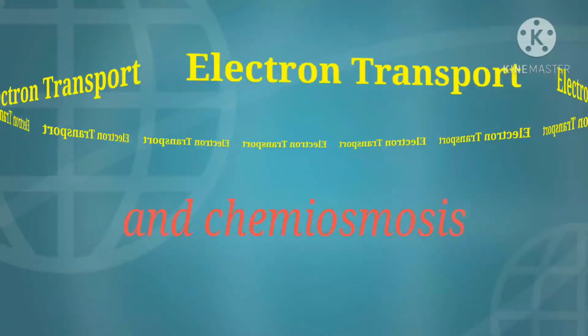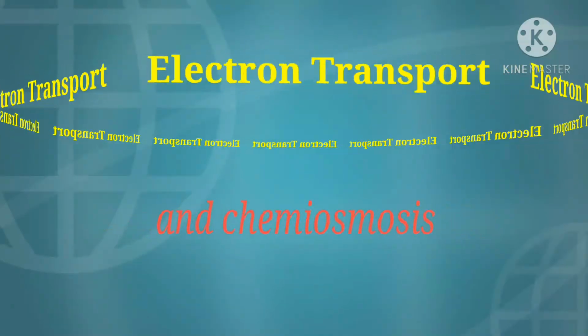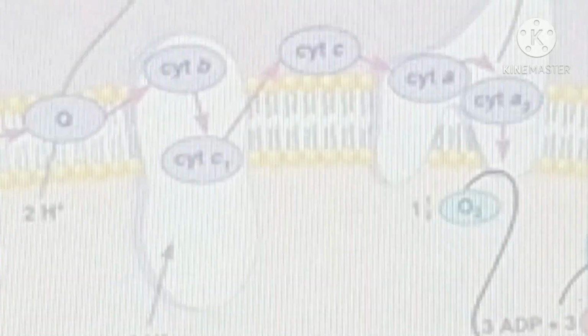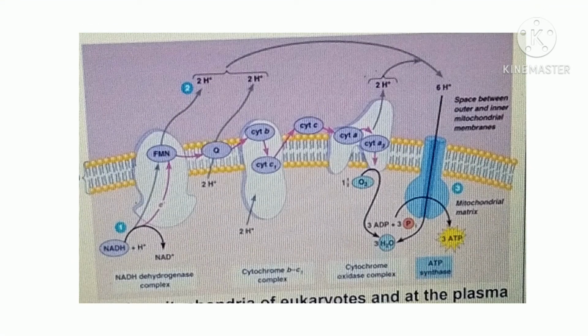Electron transport and chemiosmosis occur in the mitochondria of eukaryotes and at the plasma membrane of prokaryotes. Oxygen is usually the final electron acceptor, but other molecules can play this role in anaerobic respiration.